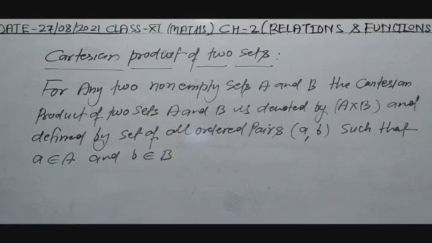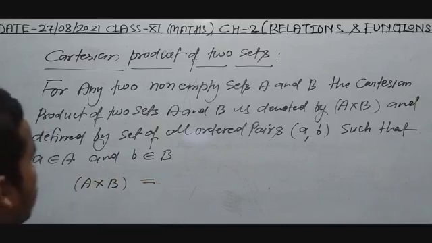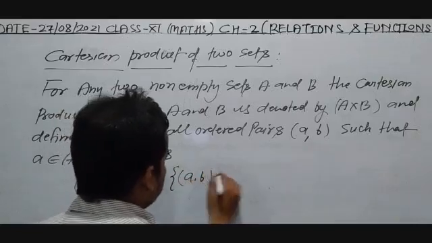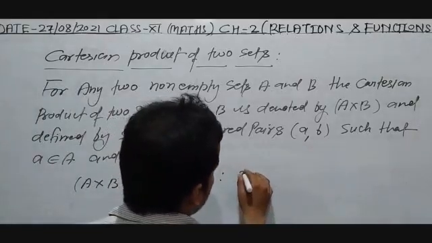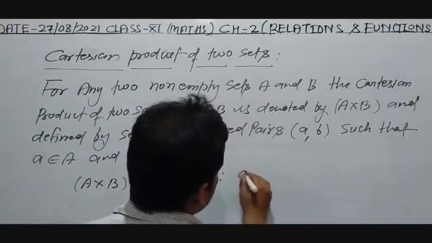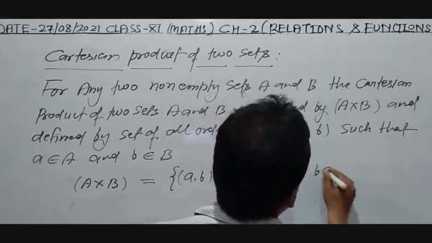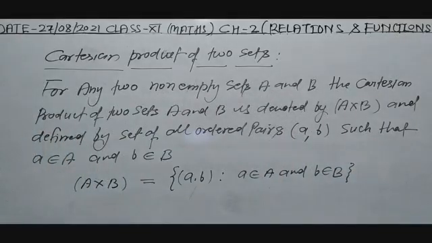Mathematically, we can write A cross B is equal to the set of ordered pairs (a, b) such that a belongs to A and b belongs to B. This is the Cartesian product of two sets.